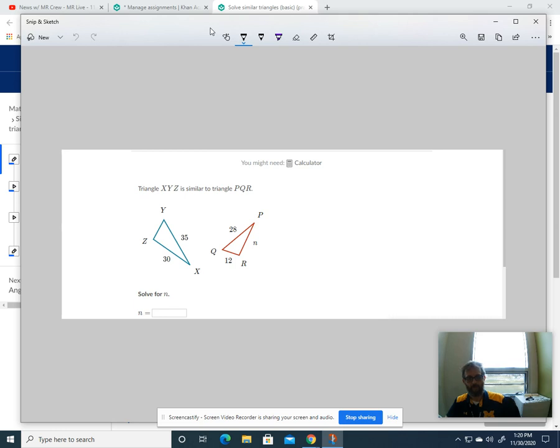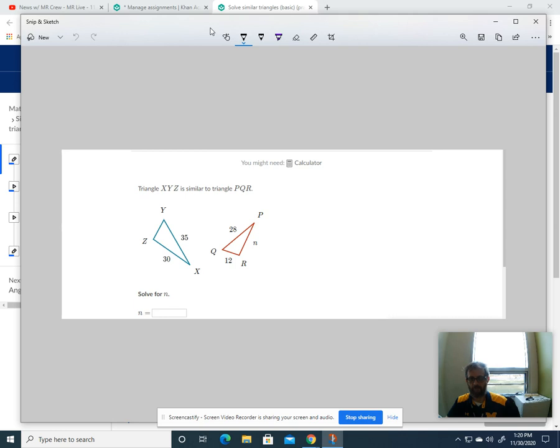So, okay, X is in the same spot as P. So side X goes with YZ, and side P goes with it. So these sides would be proportional. Now what I'm interested in is N. So N goes with the side that's across from Q, which is Y. So Y goes with this, and Q goes with N.